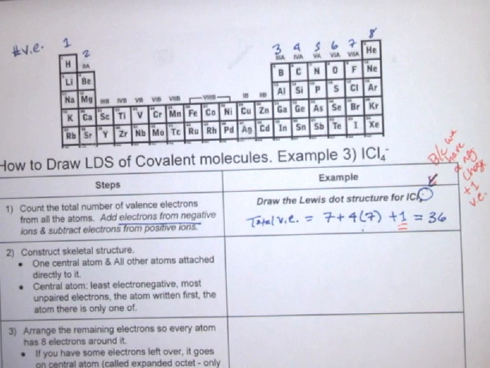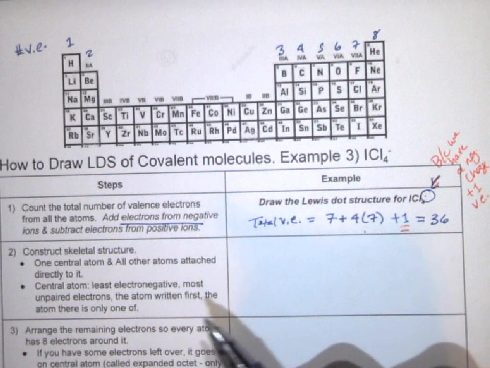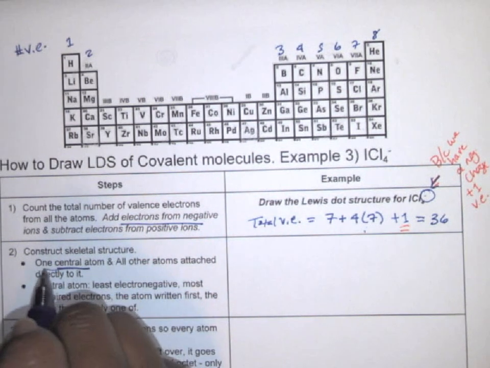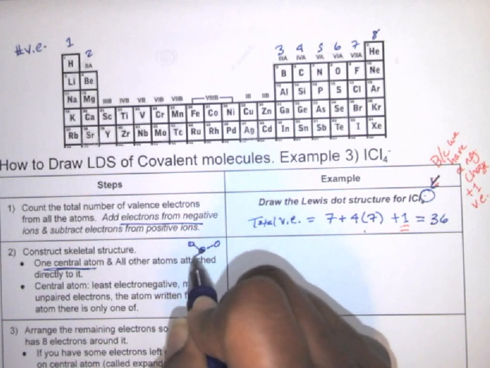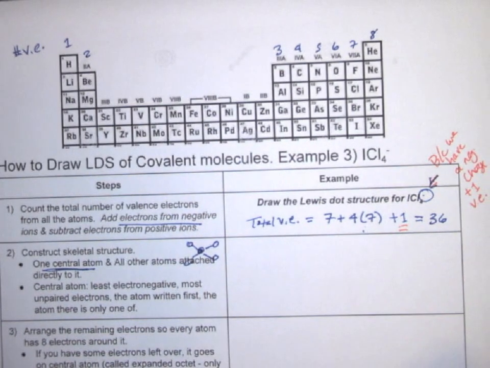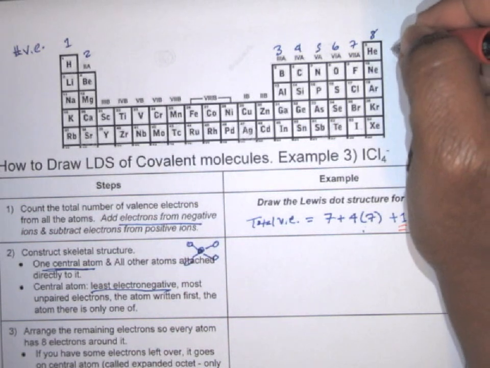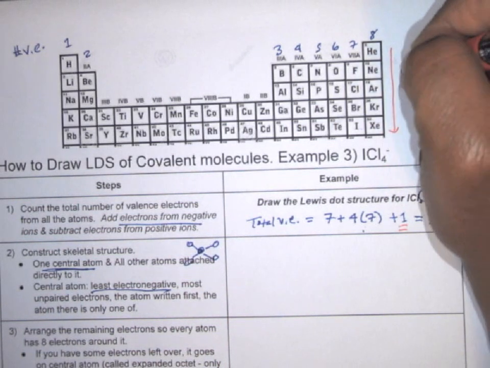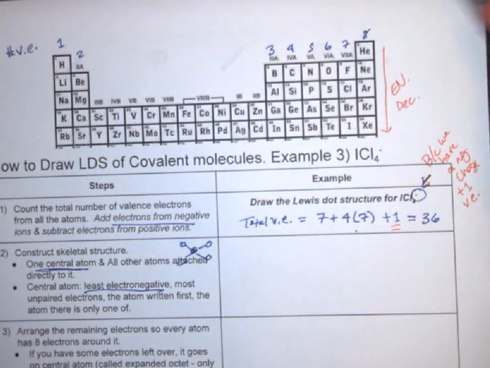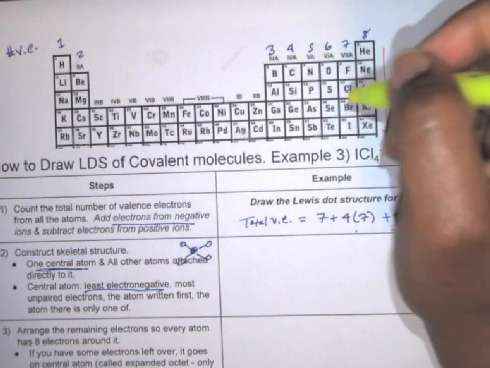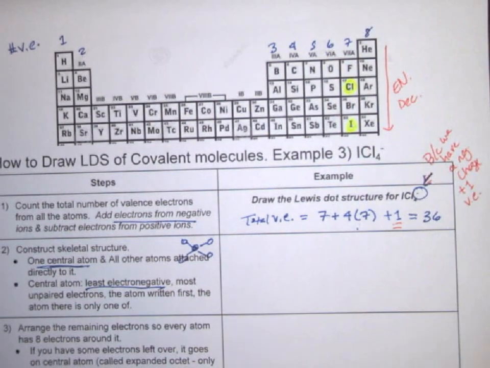All right, the next step is to make our skeletal structure. Remember, in the skeletal structure, you have one atom that goes in the center, and all the other atoms will be attached to it with single bonds. Now, the rule for picking which atom goes in the center is that the one that's least electronegative goes in the center. If you recall from Unit 3, the electronegativity decreases as you go down a group. And since iodine is below chlorine, it's going to be the least electronegative. So it's going to go in the center.